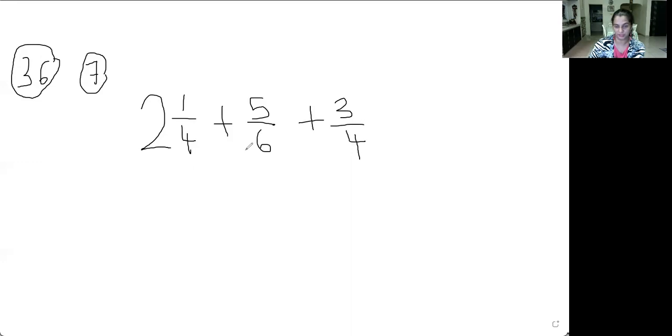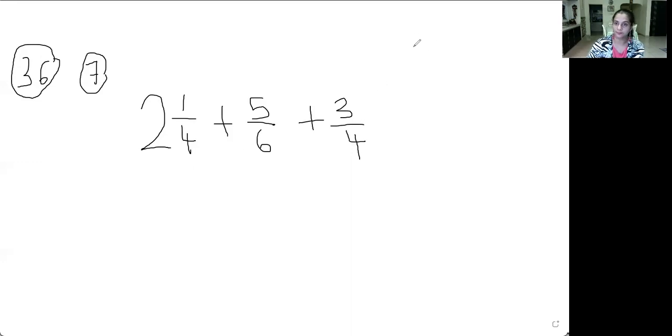Now moving on to the next page, page 36, we have addition of fractions, which are of mixed numbers. So I'm going to look at question 7, assuming that's the hardest. Okay, so let's see the question. It's 2 1/4 plus 5/6 plus 3/4.